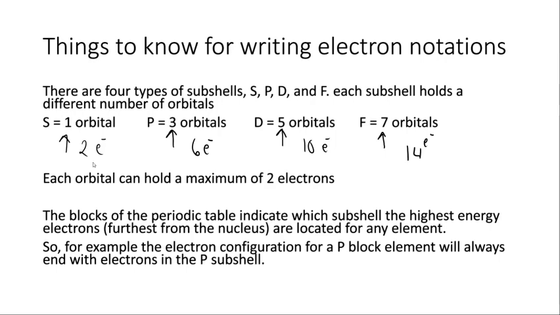The blocks of the periodic table indicate which subshell the highest energy electrons are in, right? Those furthest from the nucleus. And so, for example, the electron configuration for a p block element will always end with electrons in the p subshell. Lovely how that works.